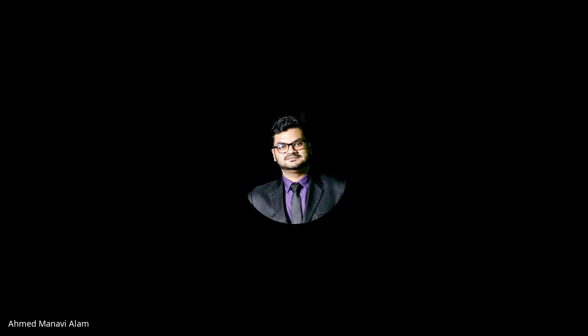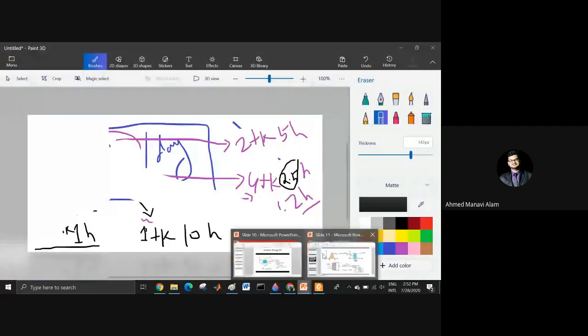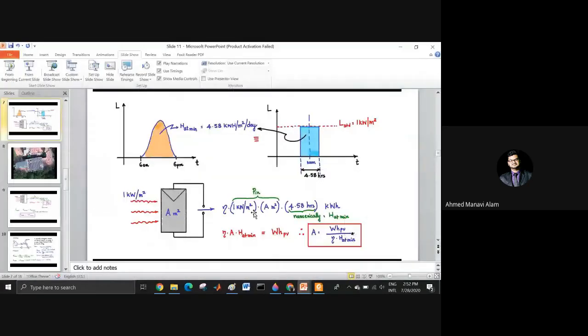Now, as we understand from the incident energy, the amount of time is 4.58 hours. We have understood it from this analogy. Now we want to find the amount of area of the PV cell that is needed in order to get the WHPV. The WHPV is the output power we are getting from the PV cell.